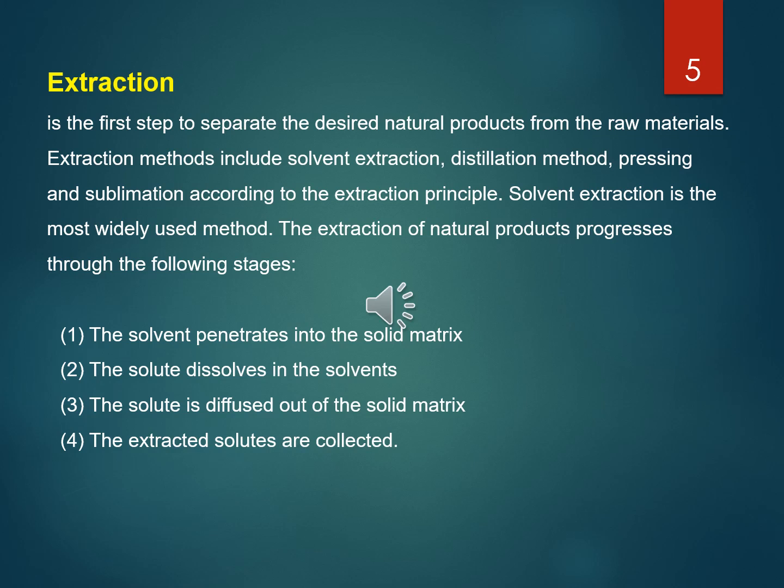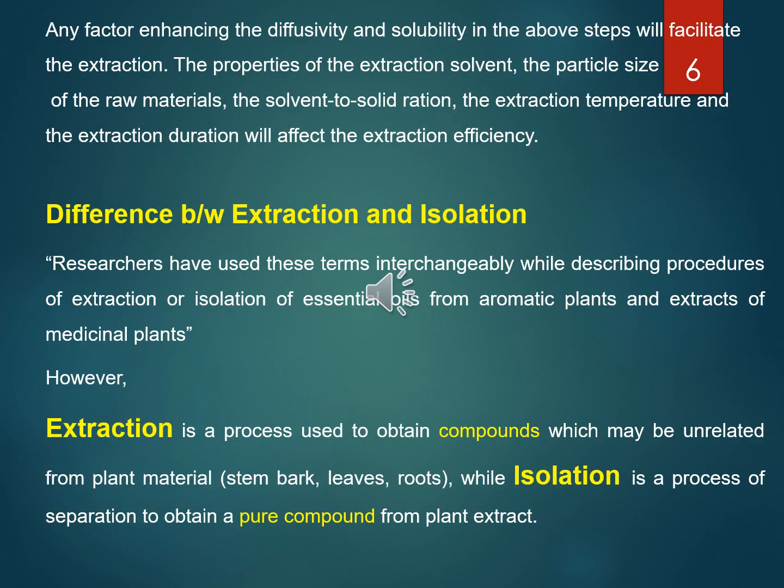Solvent extraction is the most widely used method, which consists of the following steps. The first step is the solvent penetrates into the solid matrix. Second, the solute dissolves in the solvent. Third, the solute is diffused out of the solid matrix. And the fourth is extracted solutes are collected. The extraction process is carried out smoothly by using the following factors: the properties of the extraction solvent, the particle size of the raw materials, the solvent to solid ratio, the extraction temperature, and the extraction duration will affect the extraction efficiency. Now you can see over here the difference between extraction and isolation.